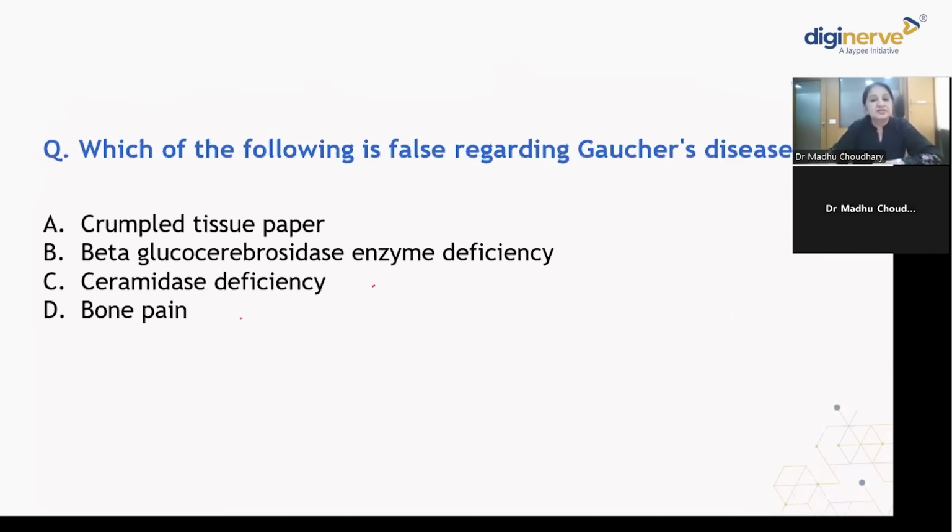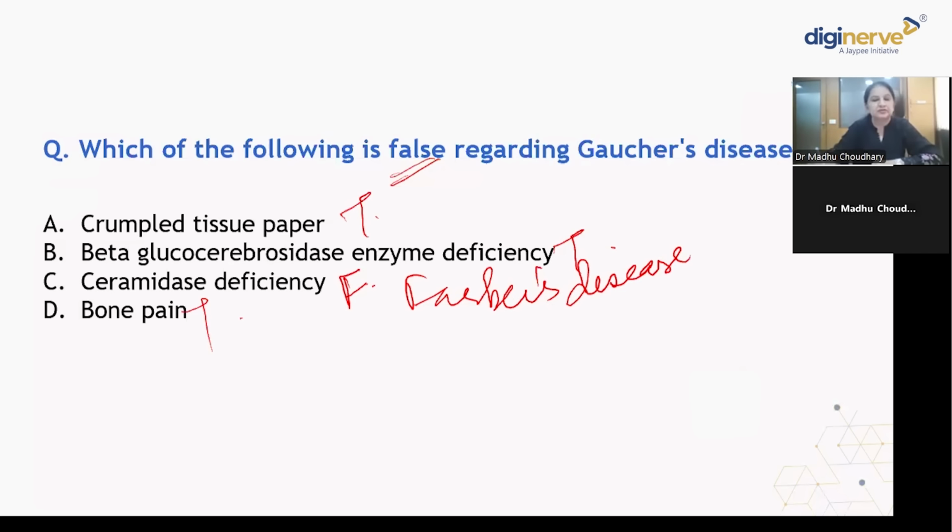Which of the following is false regarding Gaucher's disease? Crumpled tissue paper, yes, it is true, characteristic. Beta glucocerebrosidase enzyme deficiency, yes, again, this is true. Ceramidase deficiency, no, this is not there. Where do you see this deficiency? You see it in Farber's disease, right? This is seen in Farber's disease. And bone pain, of course, it is seen in Gaucher's disease. So this is also true. So the incorrect statement or the false statement is option C, right?